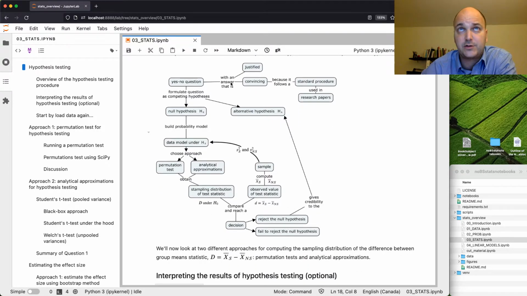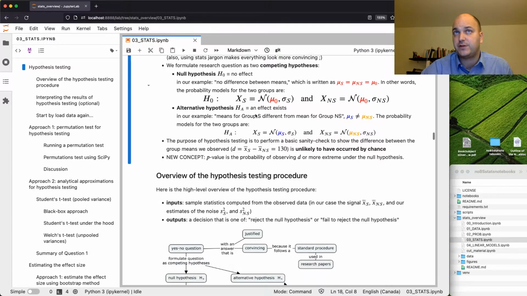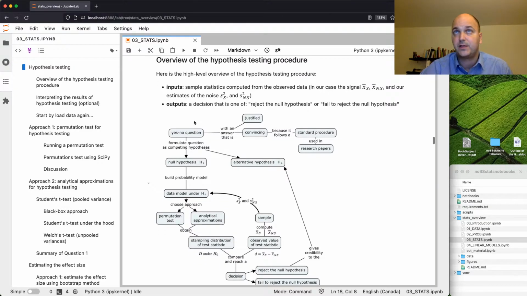Okay, let's look at this in a little bit more detail. We said we start with the yes/no question: is there a difference, or is there no difference? That's the yes/no question. The procedure we're going to use, hypothesis testing, will allow us to justify our conclusion. So that's why we're doing that. It's a standardized procedure.